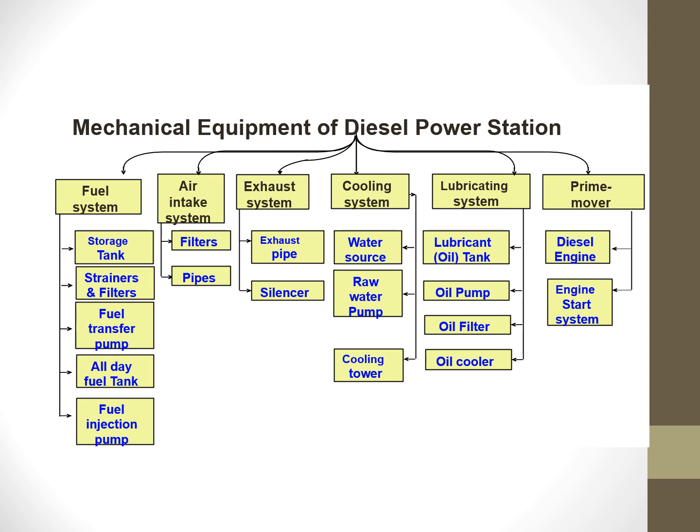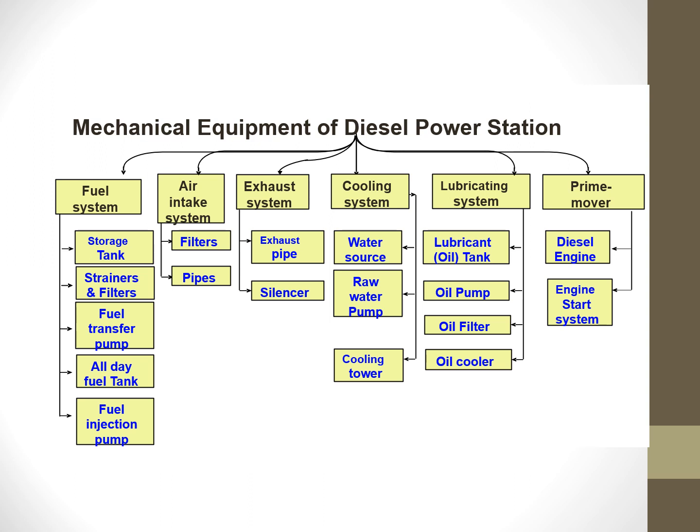Next system is lubrication. The lubricating system is very important. Wherever we have moving components, there will be wear and tear, and there we have to supply some greasy, sticky oil, that is called lubricant, which has a viscosity of around 30 to 40 centistokes, so that it will protect the moving components from wear and tear.